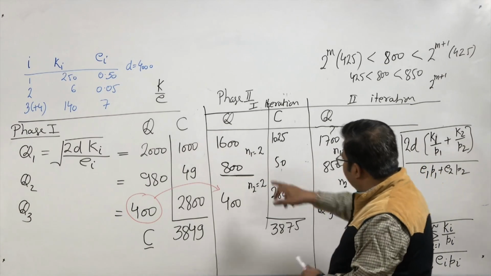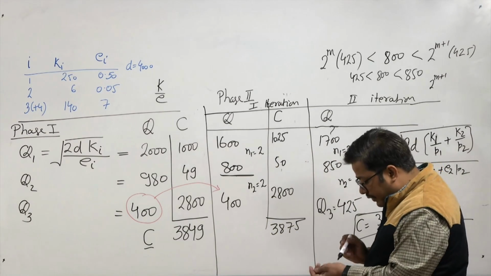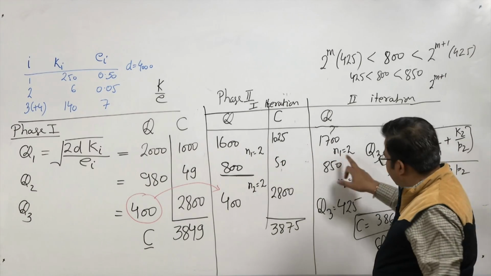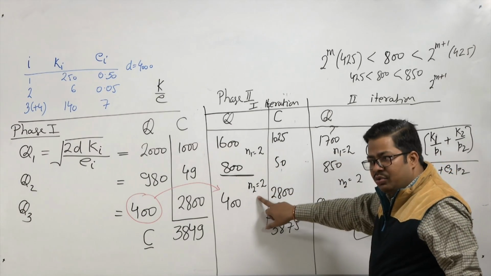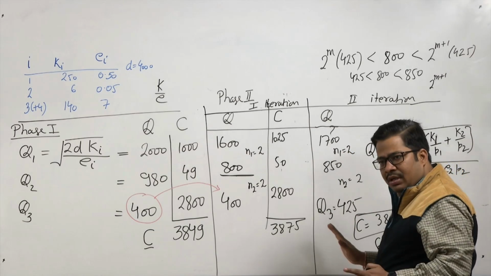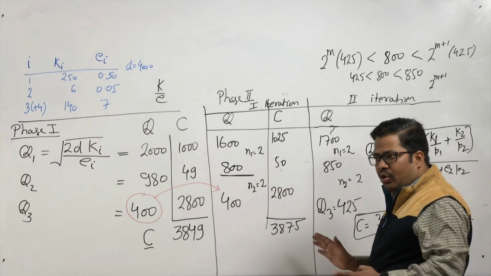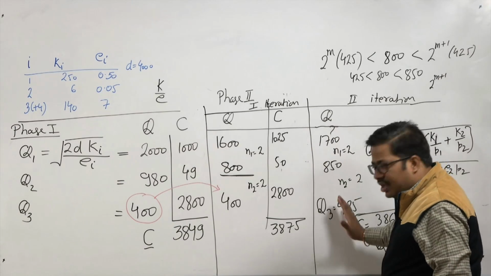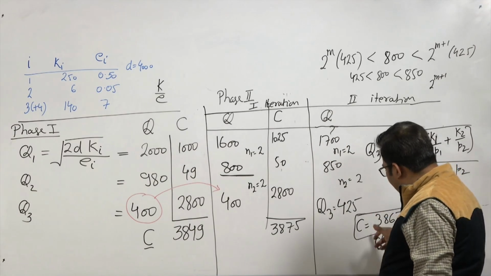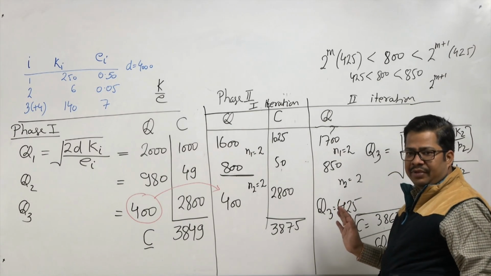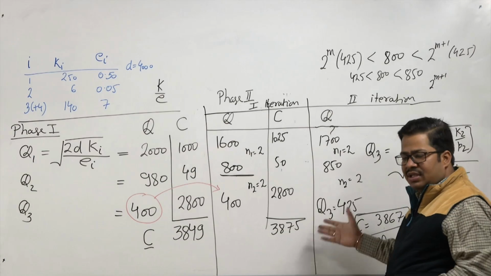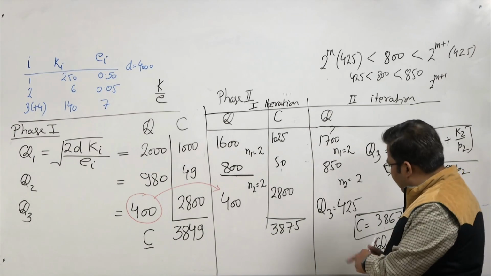Now you see that from this stage to this stage, the values of n are not changing. Here N1 remains 2, it is also 2. N2 was 2 here, it is 2 here. So, all these values remain the same, so there is no need to go beyond this stage. This is your final answer, 425, 850, 1700, and the total cost is 3867, which is slightly reduced from 3875, because this is a better solution and this is the final solution.